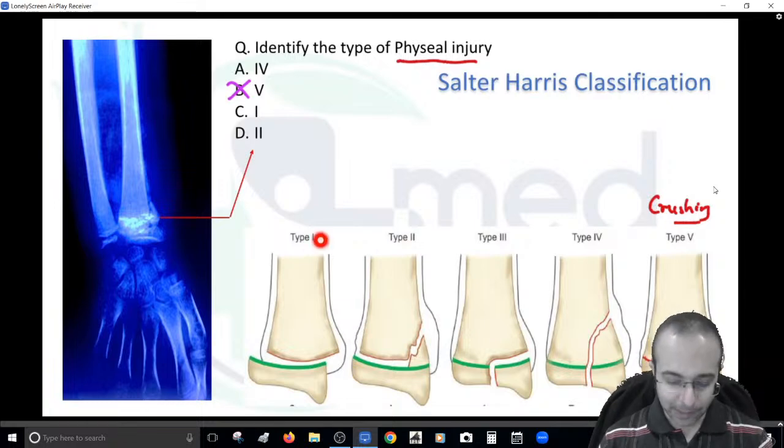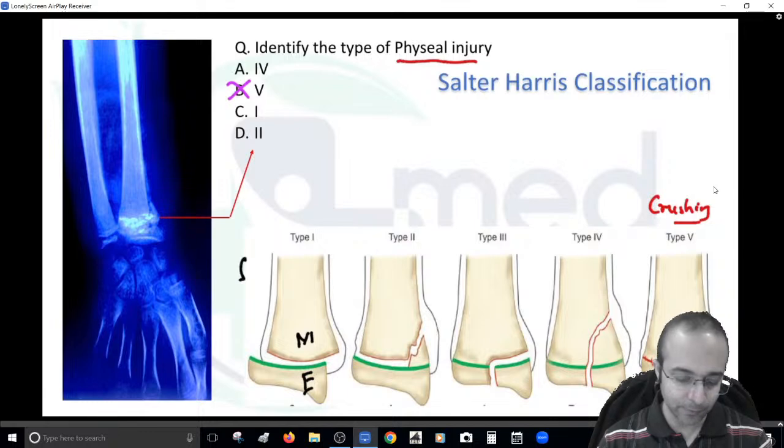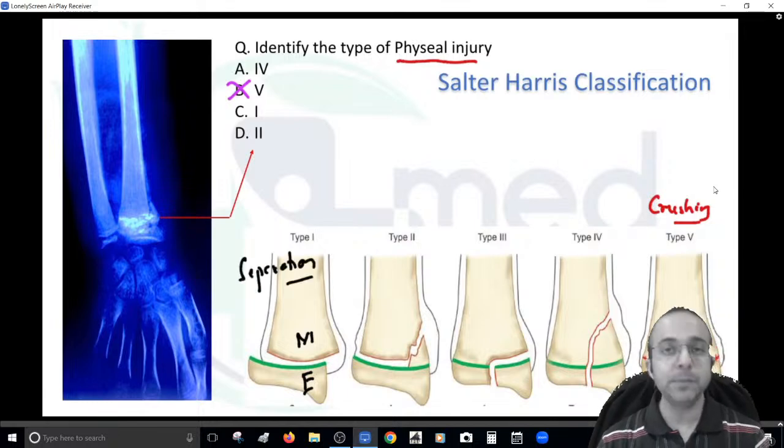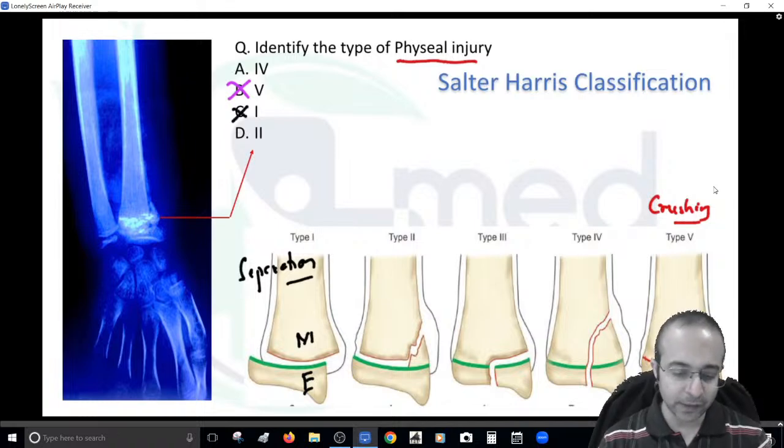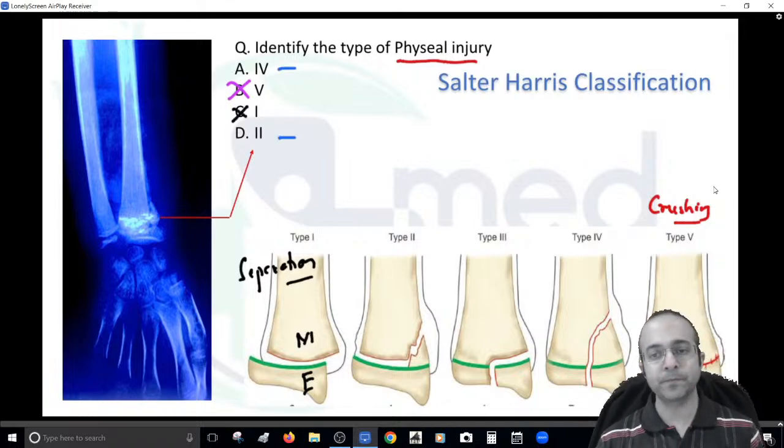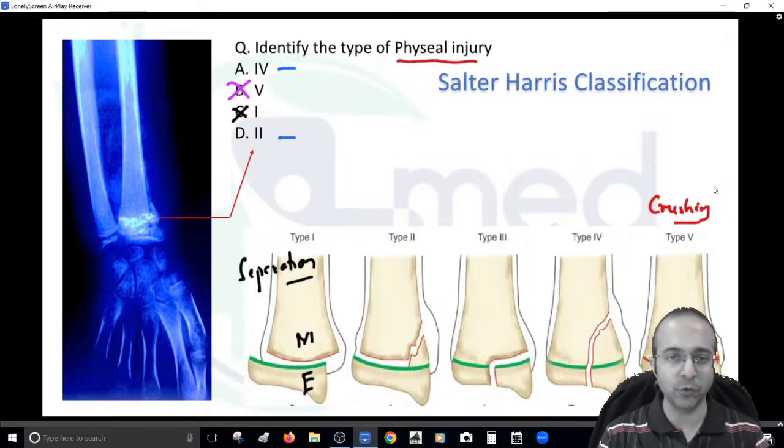Now in type 1, it would simply be a separation of epiphyses and metaphyses. So simple separation would be type 1, but people were saying it was not a kind of a simple separation. Some kind of a chip was also visible. So I rule out type 1 also as the answer, which means either it had to be type 4 or type 2. So that's where people were confused. Was it type 2 or was it type 4? So I would tell you this particular difference also.